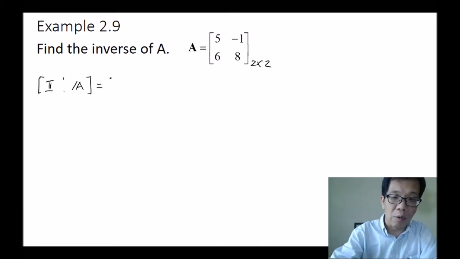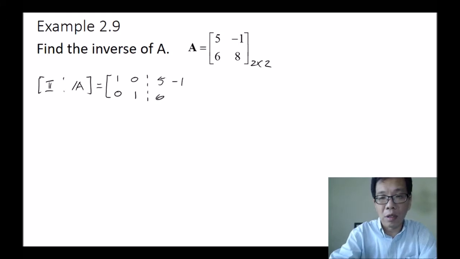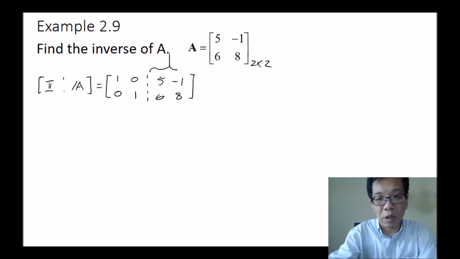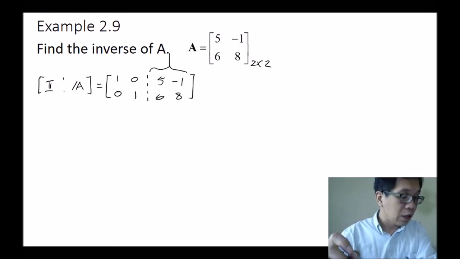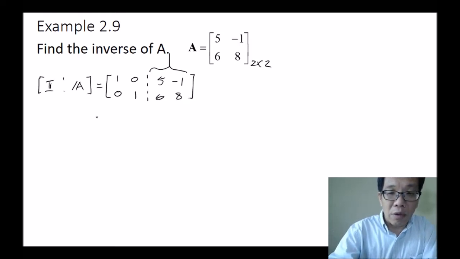So in this case, what I have is 1, 0, 0, 1. Put a dash line over here. Put the other components over here. So the goal is to make this portion become the I matrix or identity. Once we can convert this part into identity, this part over here is going to be my inverse. So let's start.